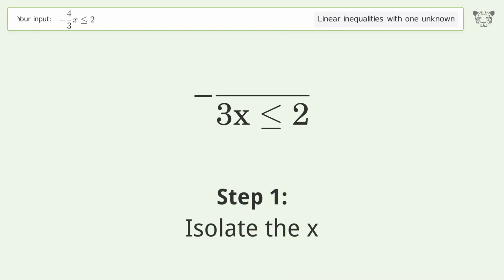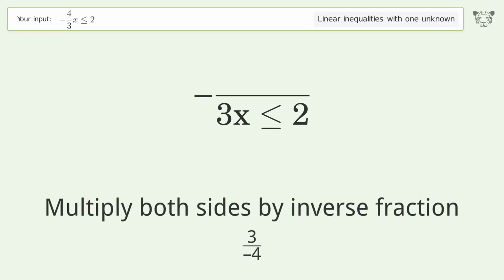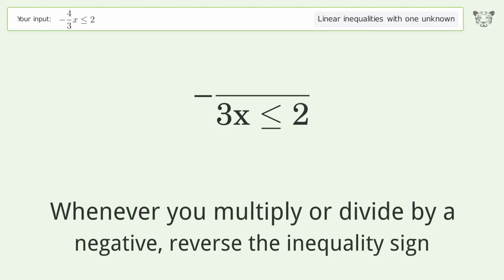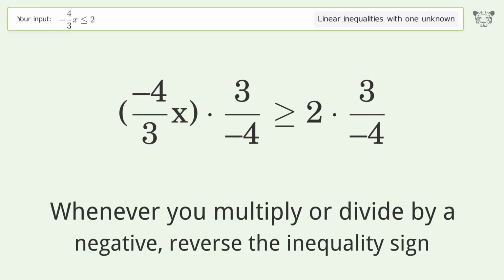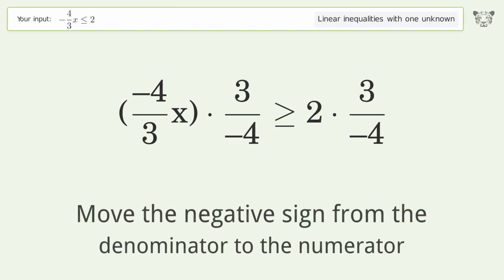Isolate the x. Multiply both sides by inverse fraction 3/-4. Whenever you multiply or divide by a negative, reverse the inequality sign. Move the negative sign from the denominator to the numerator.